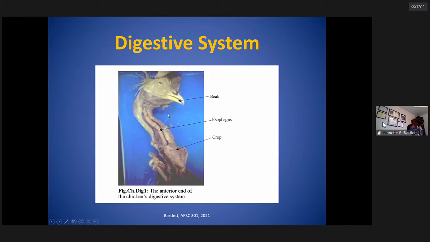So you already saw the entire system, but this is just another picture showing you the beak again. The neck portion is opened up to show you the esophagus coming from down the neck region here, leading into the crop.